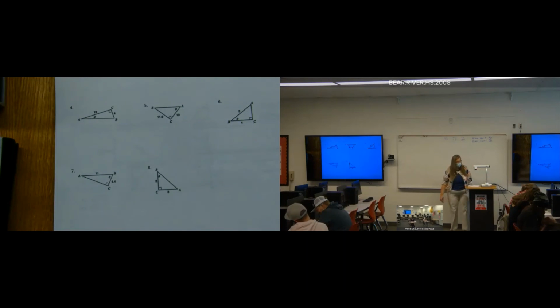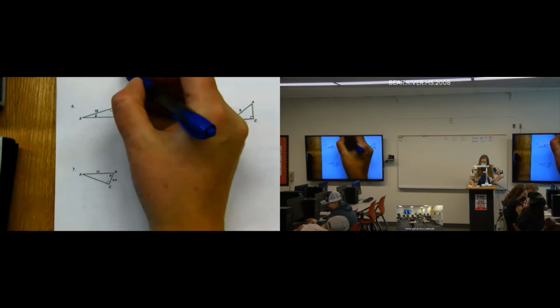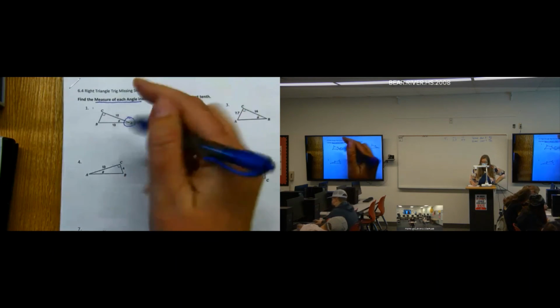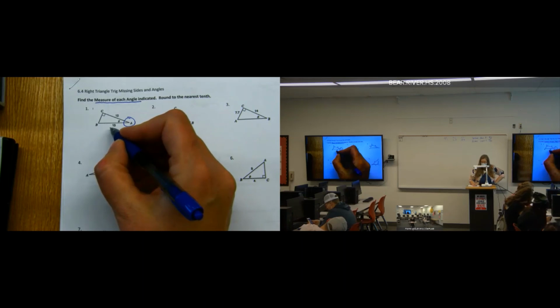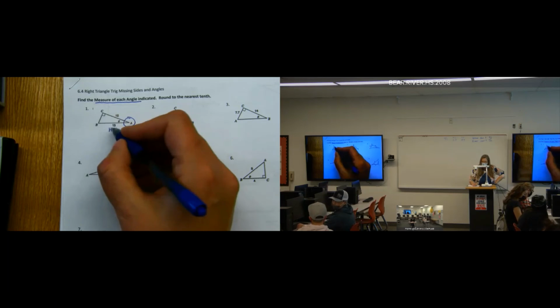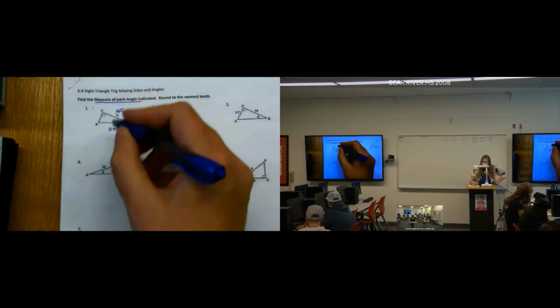So here we go. Are you ready? You only have to solve for A. You don't have to solve the whole triangle. Okay? So look at what it gave us. It gave us what sides? What side is this? It's the hypotenuse. How do you know? There you go. It's diagonal from the right angle. What side is this? Adjacent.